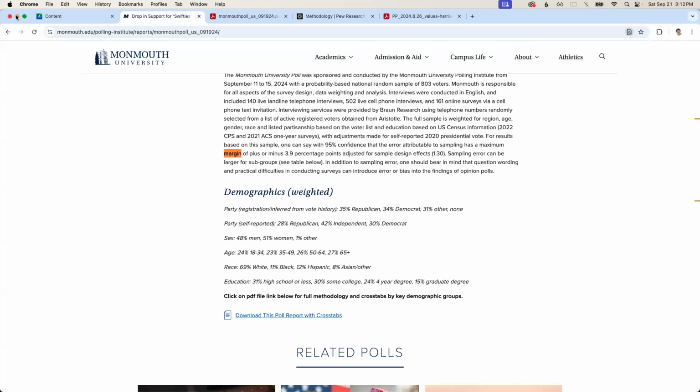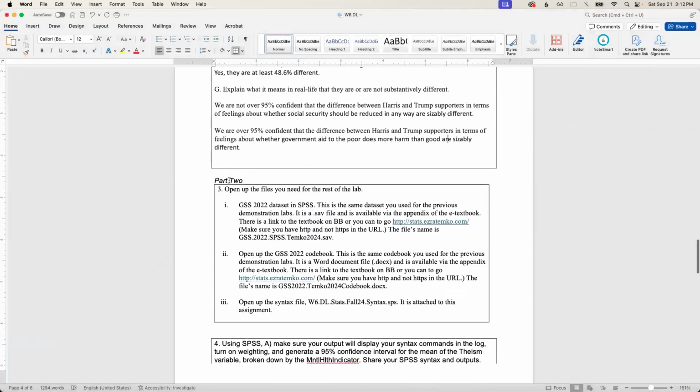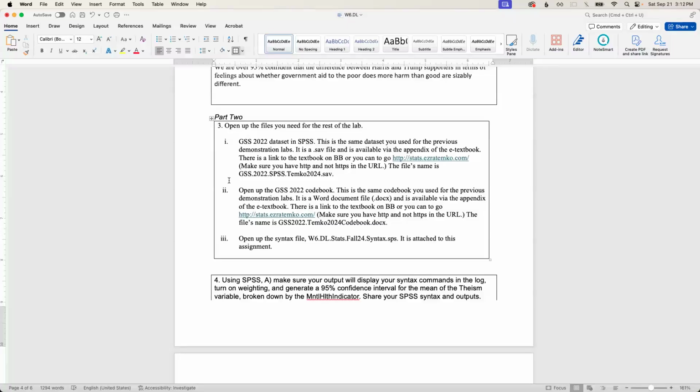Okay. Let's look at part 2. So for this one, you're going to open up the same codebook and data set as last week. So we're using General Social Survey 2022, which is of US adults, a representative sample. And we're going to have a new syntax file to open.